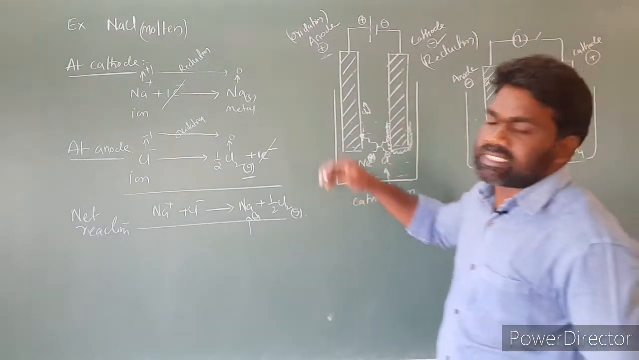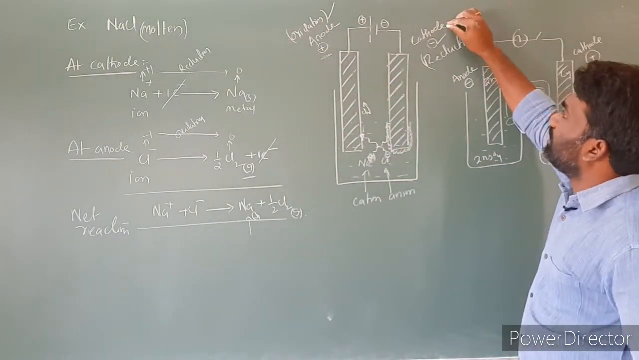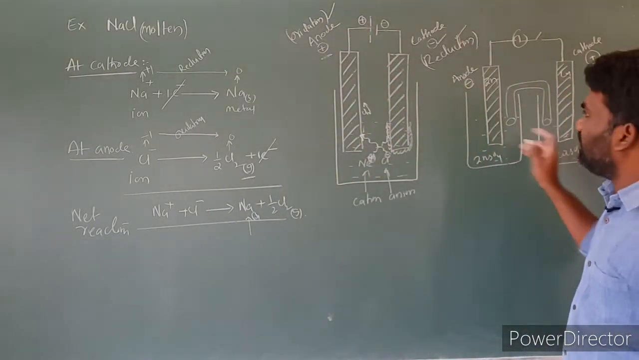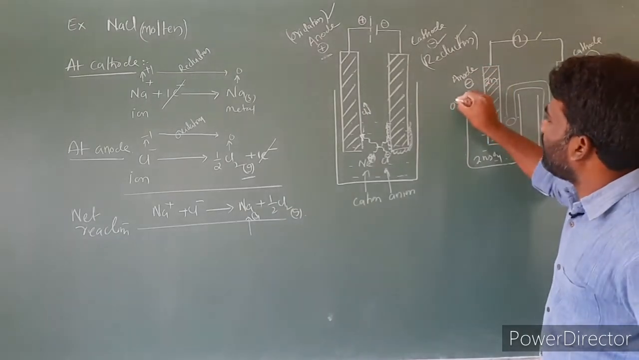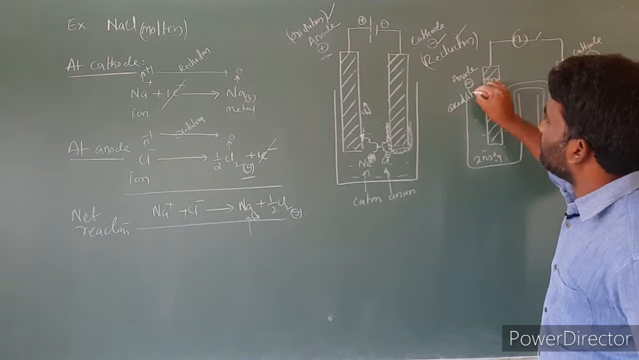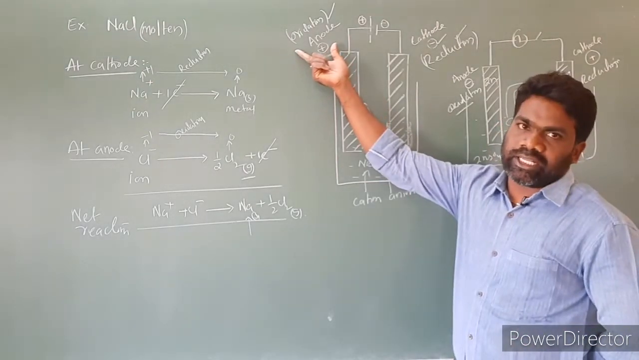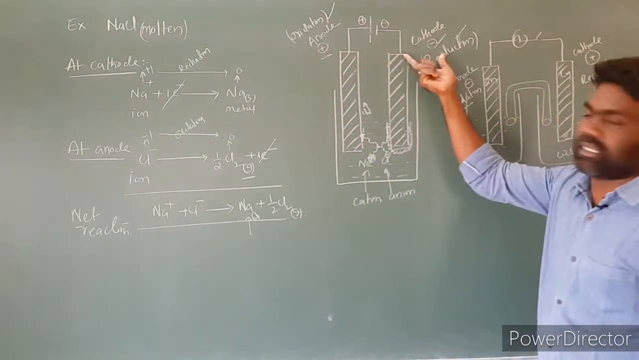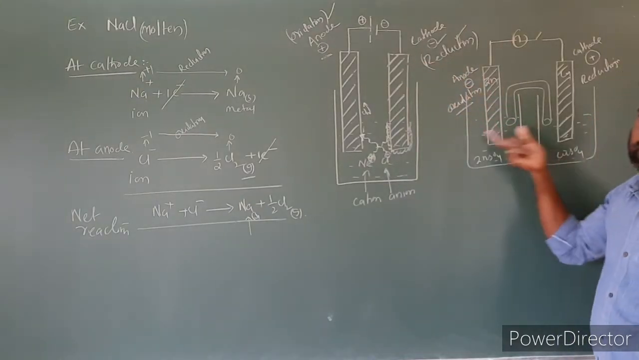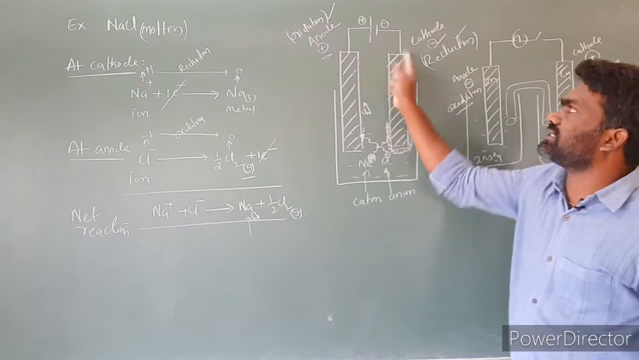And here the process is the same. At the anode oxidation takes place, and at the cathode reduction takes place. Even in a galvanic cell, at the anode oxidation will take place, and at the cathode reduction will take place. The process is the same, oxidation and reduction, but the sign we take is opposite.